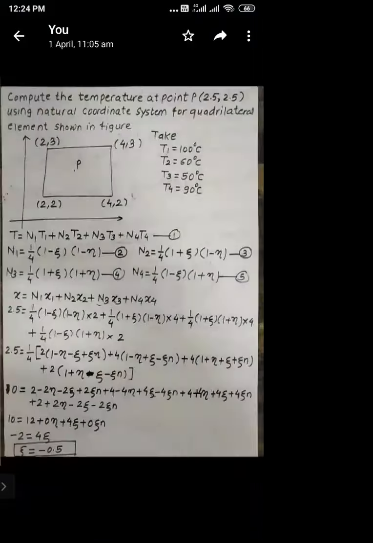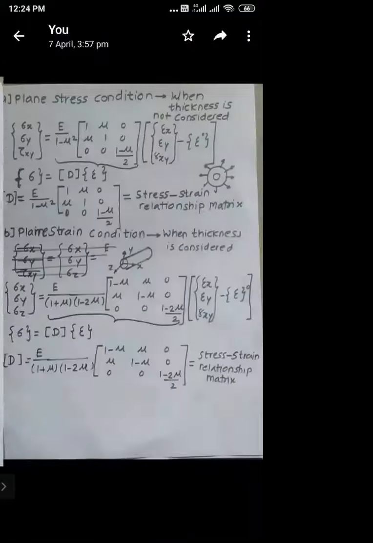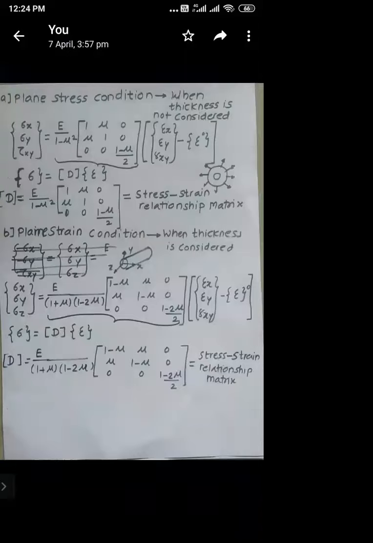One condition is plane stress condition, and the second condition is plane strain condition, right? In the last lecture we have taken this. So when you are not going to consider the thickness, go for plane stress, and when you consider the thickness, you go for plane strain. If you can see in this problem, the thickness of the plate is very less. So we will neglect the thickness and go to plane stress condition.